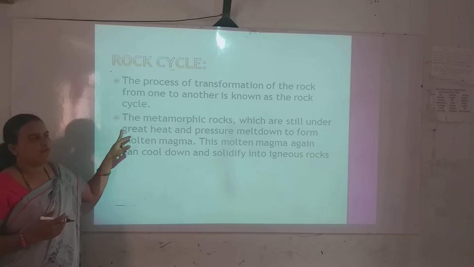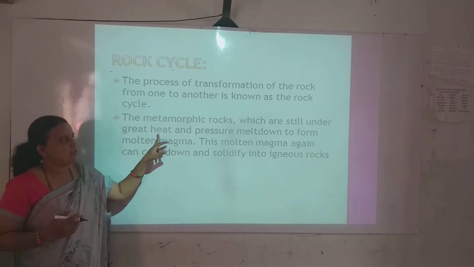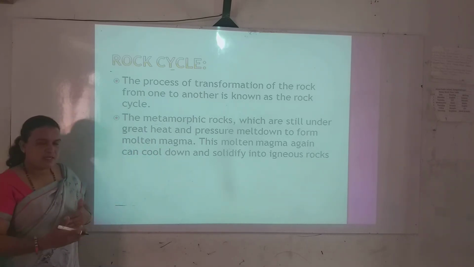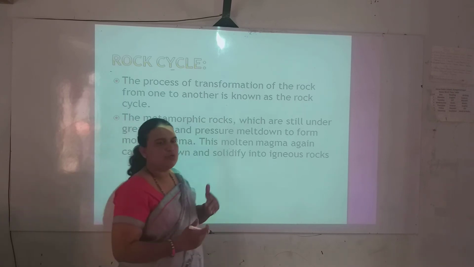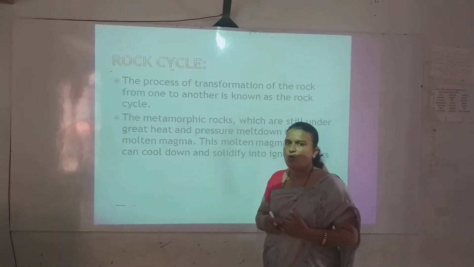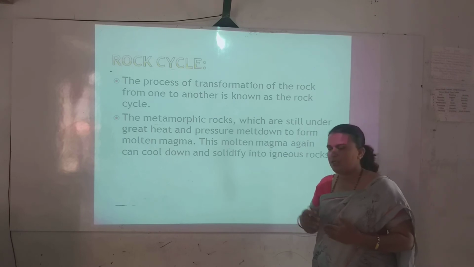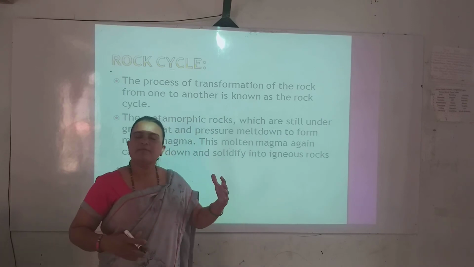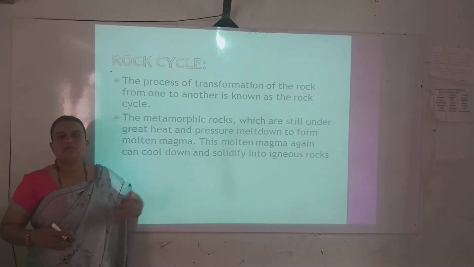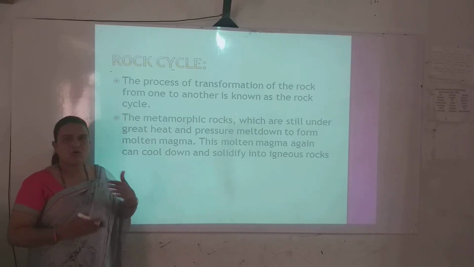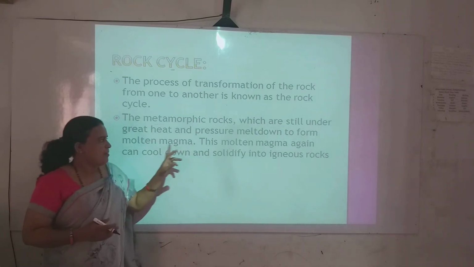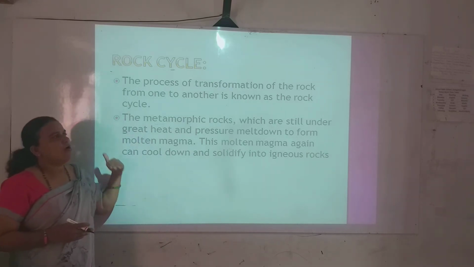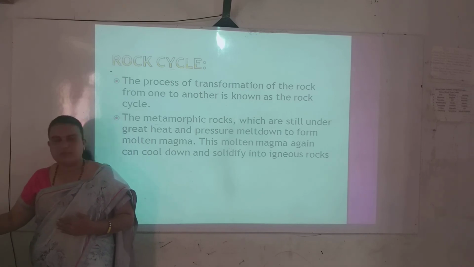The metamorphic rocks, which are still under great heat and pressure, melt down to form molten magma. So igneous rock to sedimentary rock, sedimentary to metamorphic, and when metamorphic rock is under great heat and pressure, it is converted again into molten magma. Again this molten magma erupts on the surface, and again it converts into igneous rocks. So this rock cycle goes on. This molten magma can cool down and solidify into igneous rocks, so the rock cycle stays active.